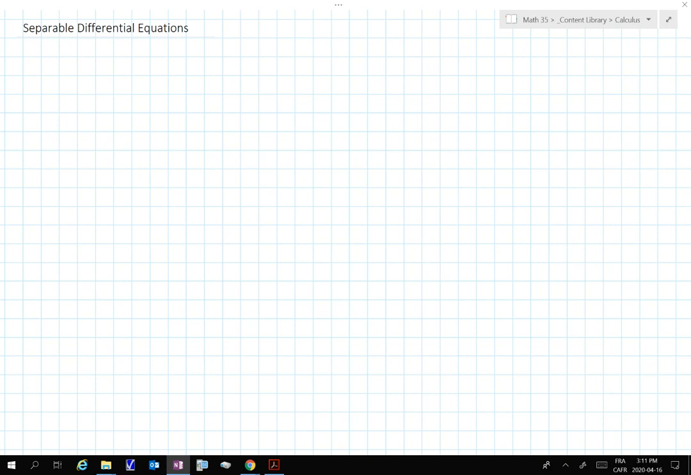Hi, everyone. We're going to look today at a type of differential equation called separable. So we have a couple of examples of separable differential equations that we're going to do here.